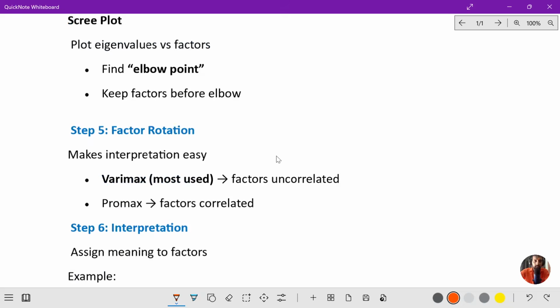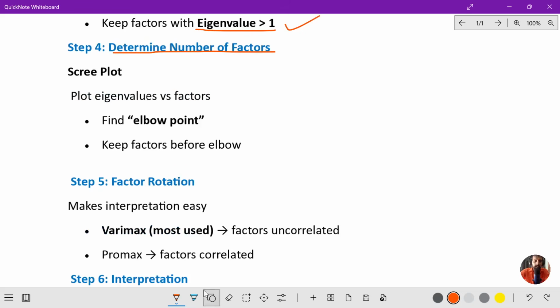So in order to determine the number of factors, we are using here the concept called a Scree plot. So what is this Scree plot? It is nothing but you are going to plot eigenvalues versus factors. So we are going to find the elbow point and keep the factors before the elbow.